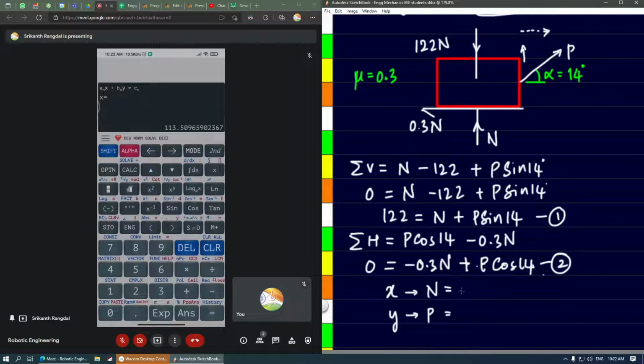So x in the calculator is N for us, so let's write 113.51, and once again press equal to get the y value, and the y value in our calculator is P for us, and that value we're getting is 35.10 when you round it off. So these are the values.